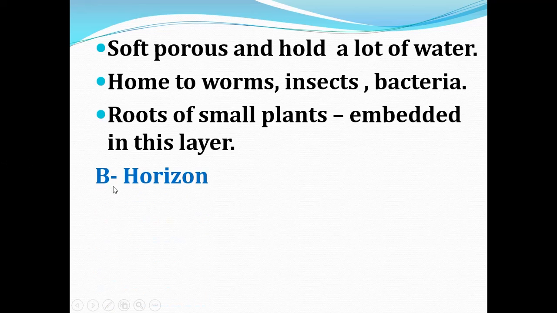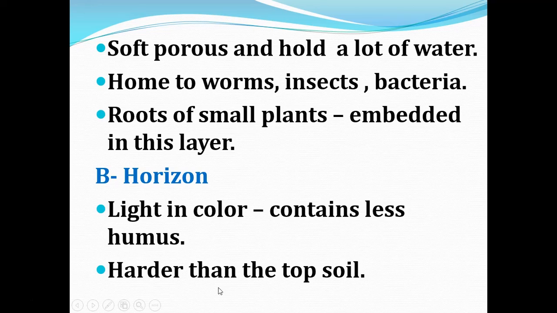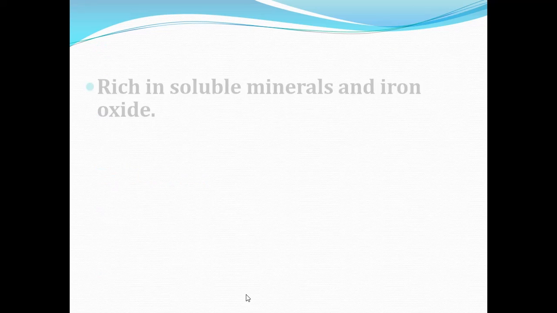The next layer of soil is B horizon, which is also called the subsoil. Subsoil is light in color and contains less humus. A horizon is dark in color and contains humus which makes the soil fertile. B horizon is light in color and contains less humus. It is harder than the topsoil. Okay, so subsoil is harder than the topsoil.